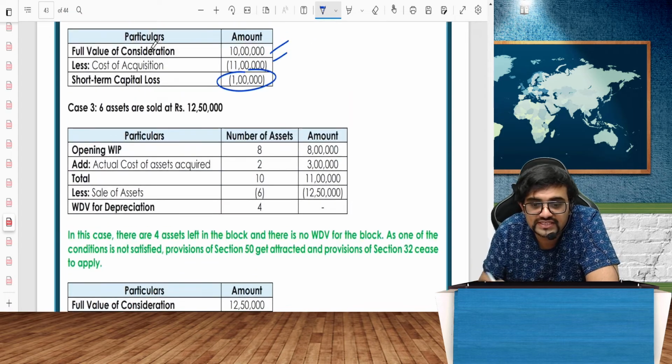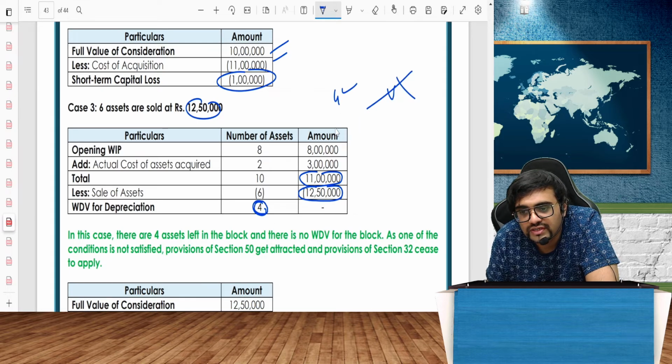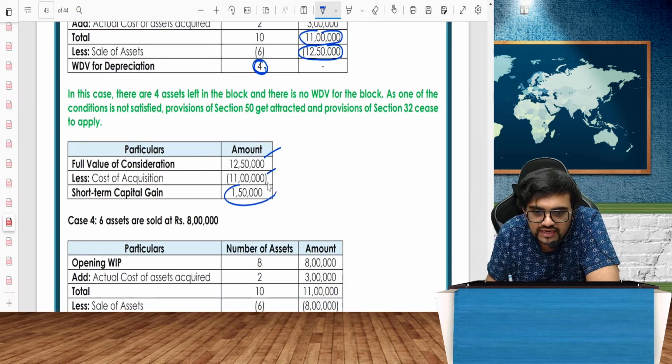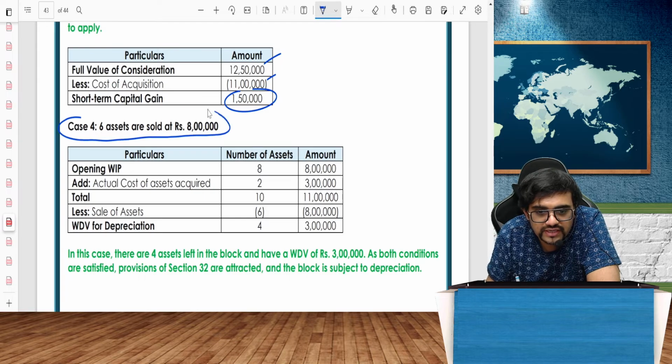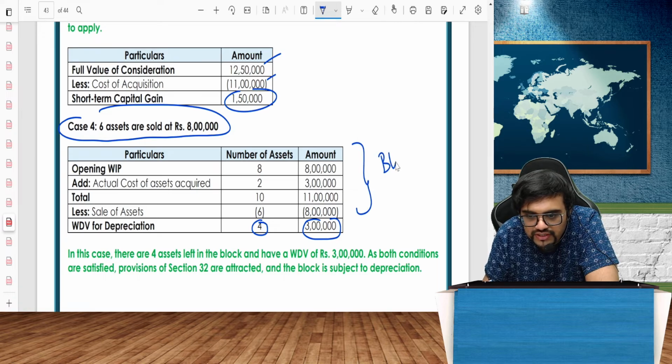Third case, 6 assets are sold. In this, assets are remaining, for 12 lakh 50. 11 lakh is the final WDV, 12 lakh 50 it's sold. Assets are remaining, value is not there. Capital gain: 12 lakh 50 minus 11, 1 lakh 50. Last case only. Assets are also remaining. Value is also remaining. For this, it will continue in the block.